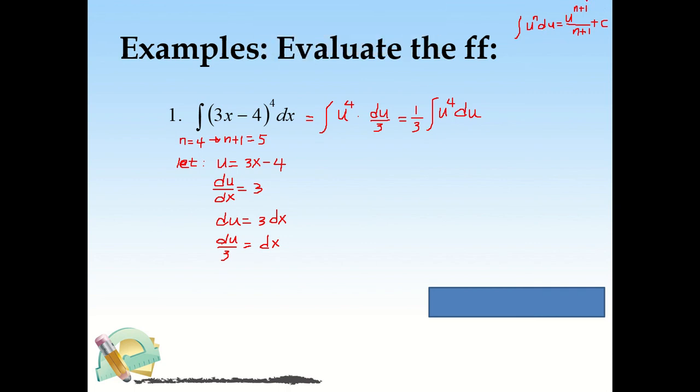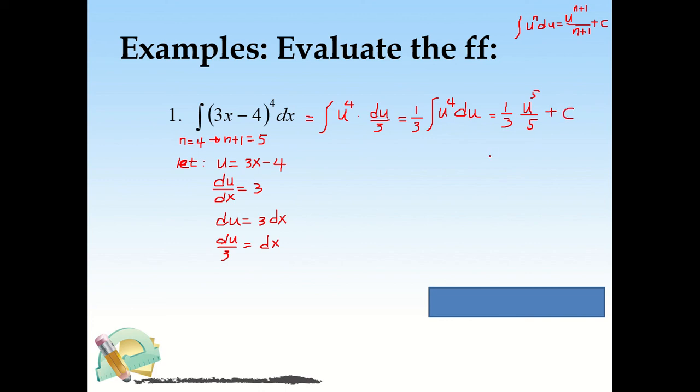Okay, so this is now in the form of the general power formula, u to the n du. So applying this formula, we can rewrite this as 1/3 times u to the n plus 1. Our n is equal to 4, then n plus 1 is 5. So u to the power 5 divided by 5, then plus the constant of integration, which is c.